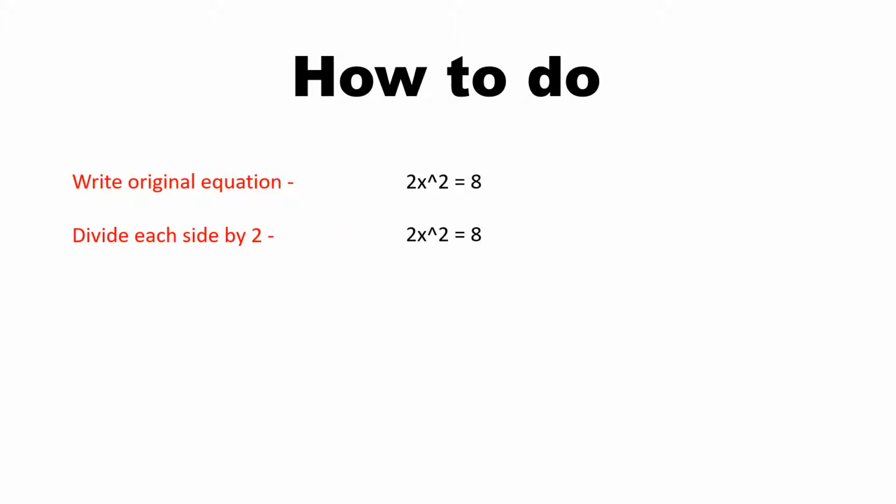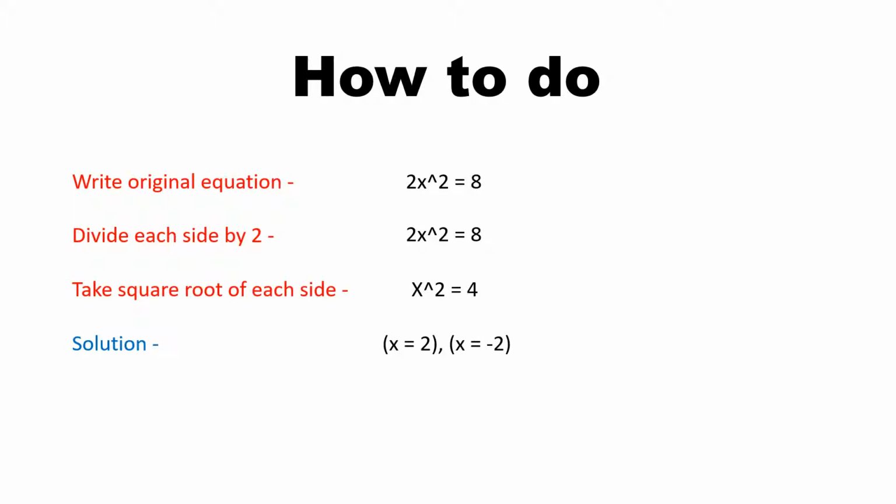The way to do the square roots, first of all you have to write the original equation. For example, I chose 2x squared equals 8. You divide each side by 2, so now it will be x squared equals 4. Now after you got x squared equals 4, you have to take the square root of each side. So you get your solution, which is going to be x equals negative 2 and x equals 2.